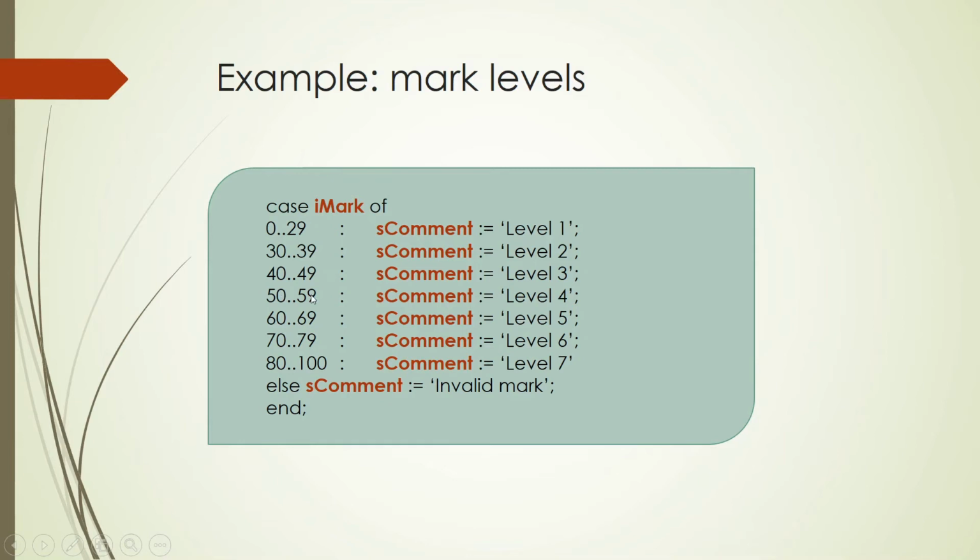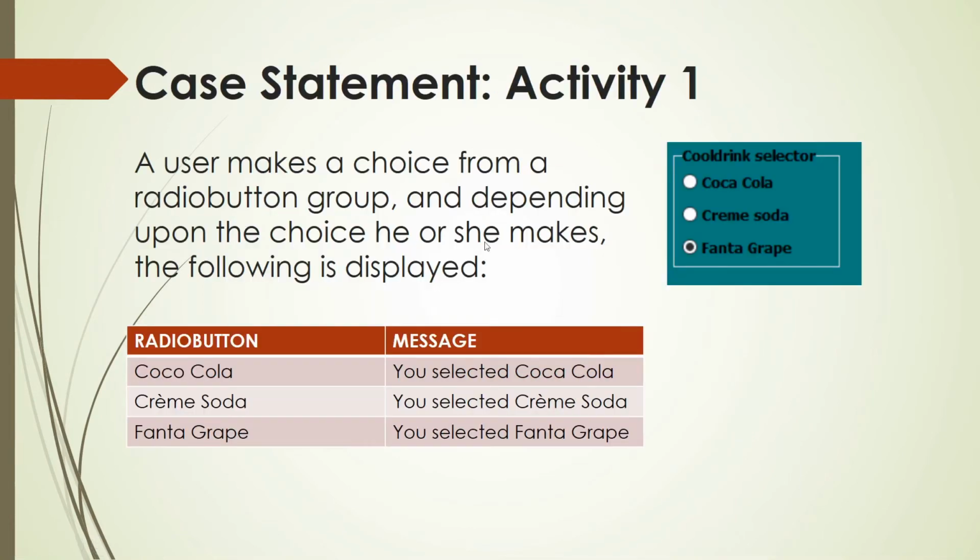If it is between 50 to 59, level 4. 60 to 69, level 5. And let's go on to 80 to 100, level 7. If iMark does not match any one of the cases, it will then go into the else statement and display invalid mark. Okay, so let's look at an activity based on the case statement that I just discussed.